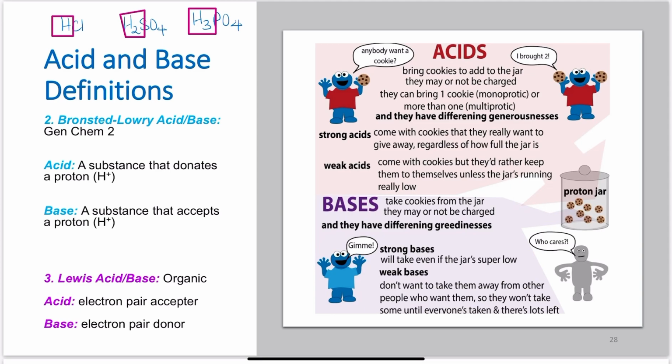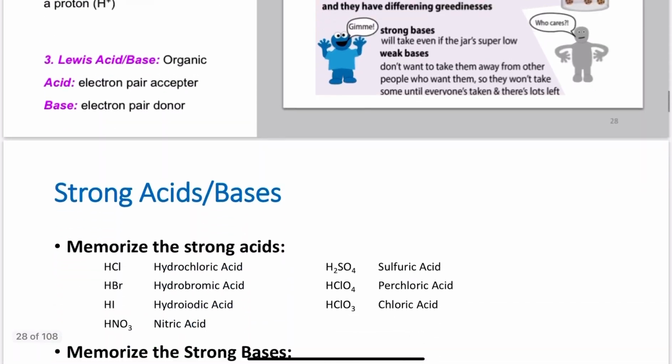Strong acids come with cookies they really want to give away. They don't care how full the jar is. Weak acids come with cookies they want to keep unless the jar is running low. Again, bases are going to take the cookies from the jar. These cookies may or may not be charged, meaning ions. When I say charged, I mean ion. Again, strong bases are going to take it no matter what. As long as there's something there, the strong base is going to take it. They're going to take until there's nothing more. And a weak base will take it, but only once there's a lot left for everyone else.